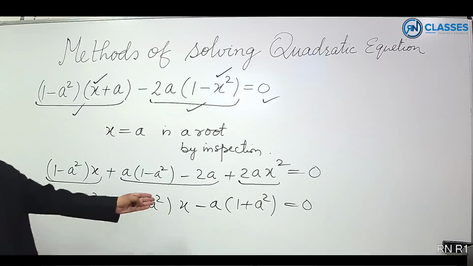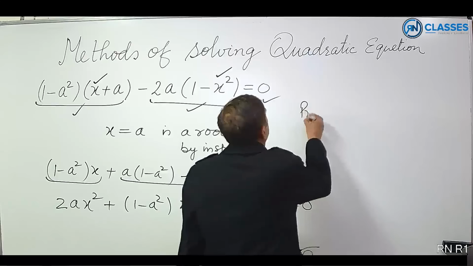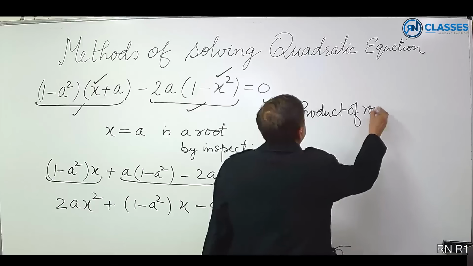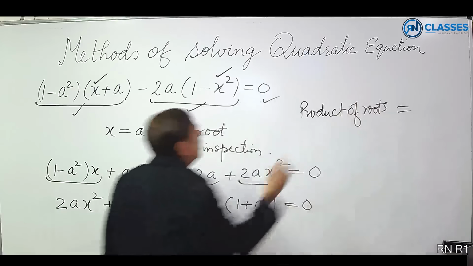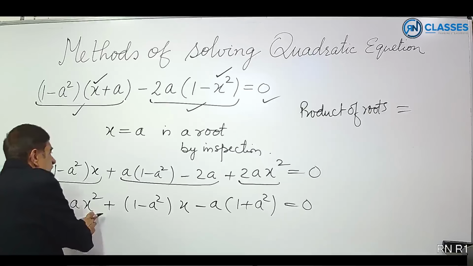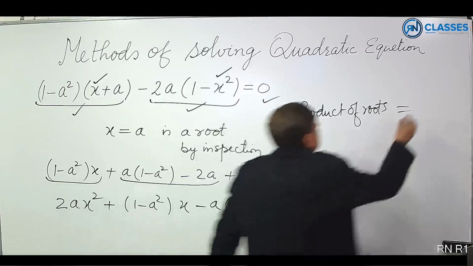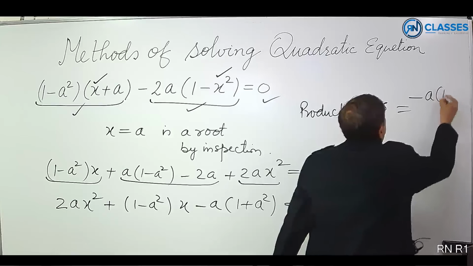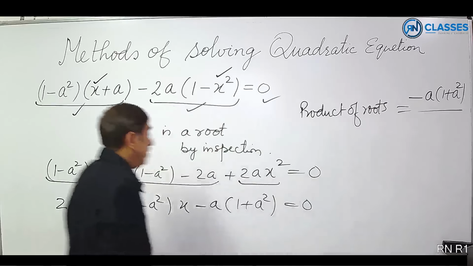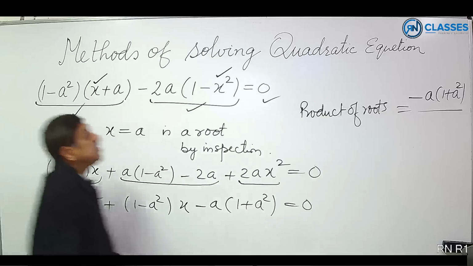This is your quadratic. Can you tell me the product of roots? This is the x square term, this is the term containing x, this is the constant term, minus a into 1 plus a square. The product is the constant term divided by the coefficient of x square, which is 2a.